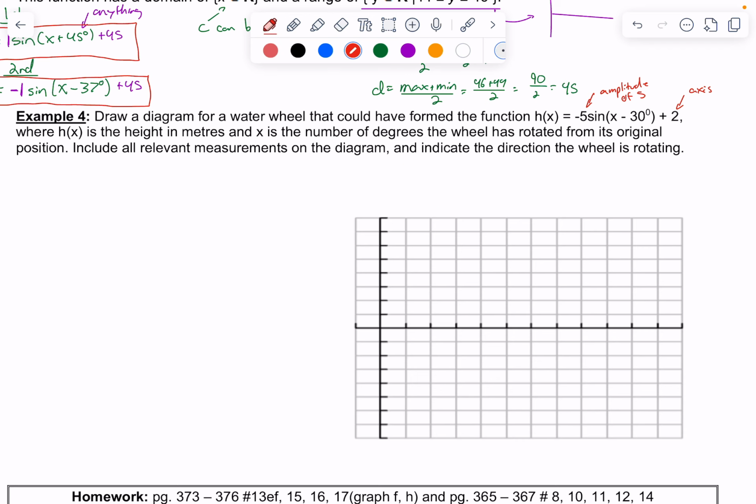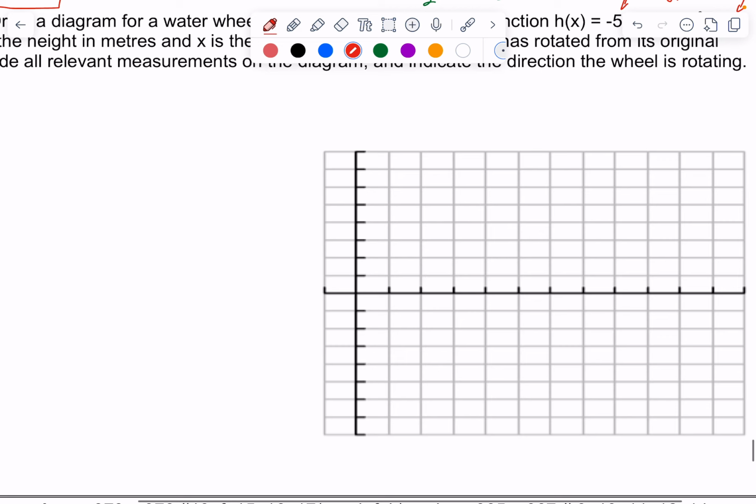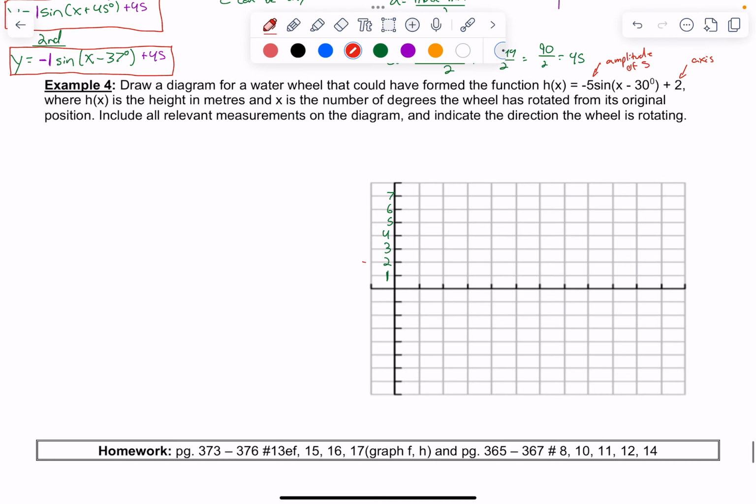I'm also shifting up 2. So let's figure out what axis I need. If I make this 1, 2, 3, 4, 5, 6, 7, and I start at 2, I have 5 units to go up. Perfect, let's keep that scale. Let me just make it a little nicer: 1, 2, 3, 4, 5, 6, and 7. And my axis needs to be going through 2, like this.